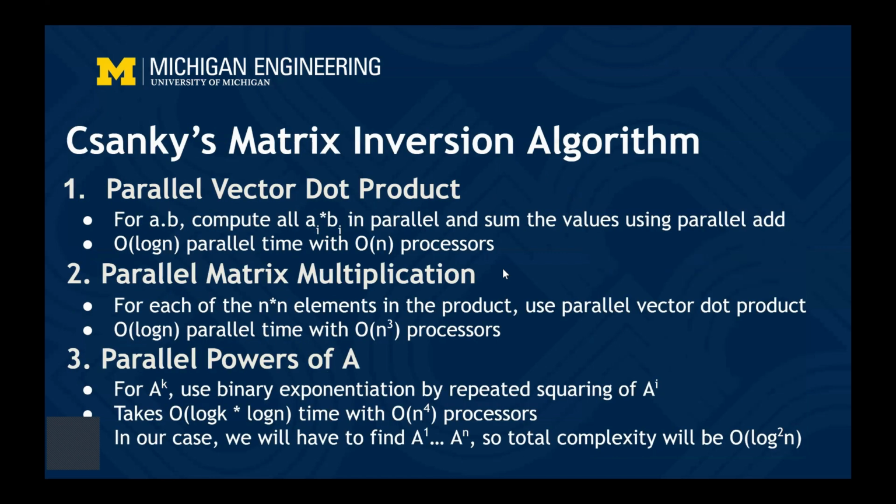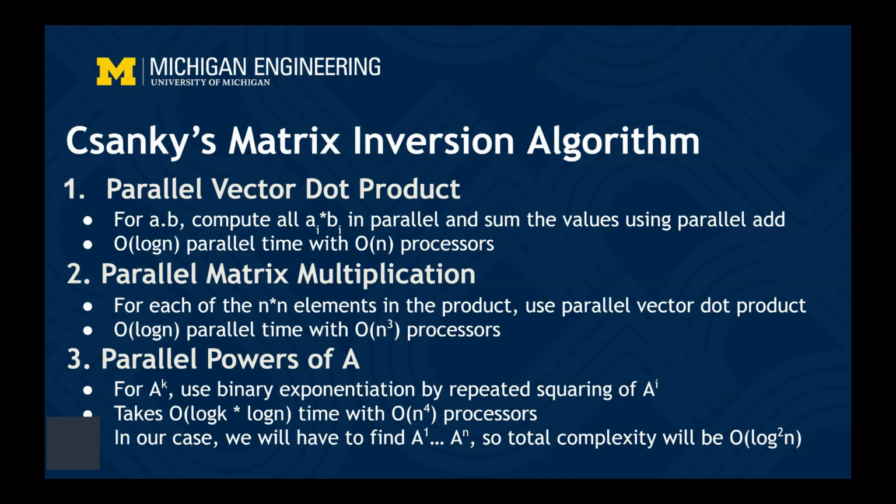First off, we look at a parallel algorithm for vector dot product. If you want to compute A dot B, you compute all individual components as products in parallel, and then you sum them up using the parallel algorithm that we saw earlier, which organizes adders as a binary tree. So this takes logarithmic parallel time and linear in the number of processors required.